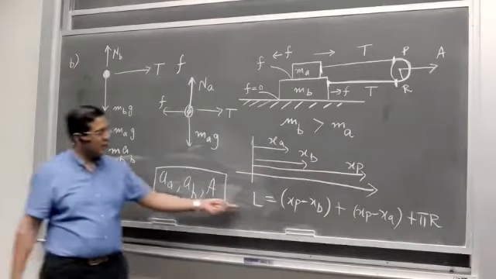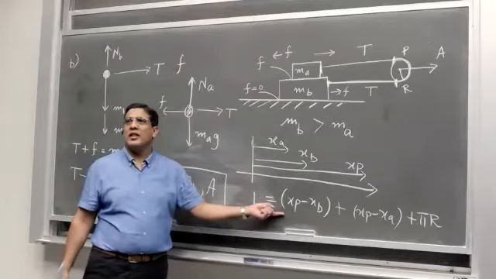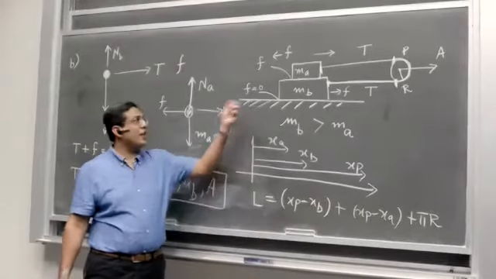Can you find this? Can you take the time derivative and find the acceleration of the pulley in terms of the acceleration A and B?